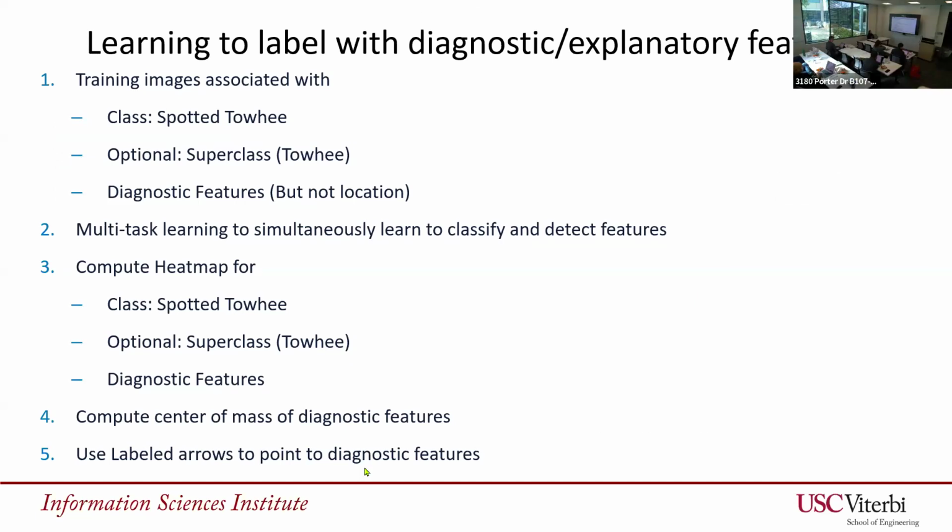We use multitask learning to simultaneously learn the class and detect the features. And then we compute the heat map both for the class or the superclass as well as the diagnostic features. And we could look at the center of that heat map and use a labeled arrow to point to the center. It's a little confusing, so let me illustrate.